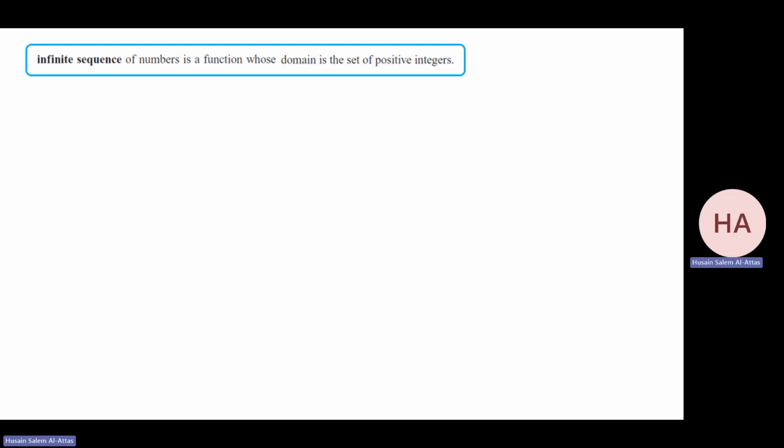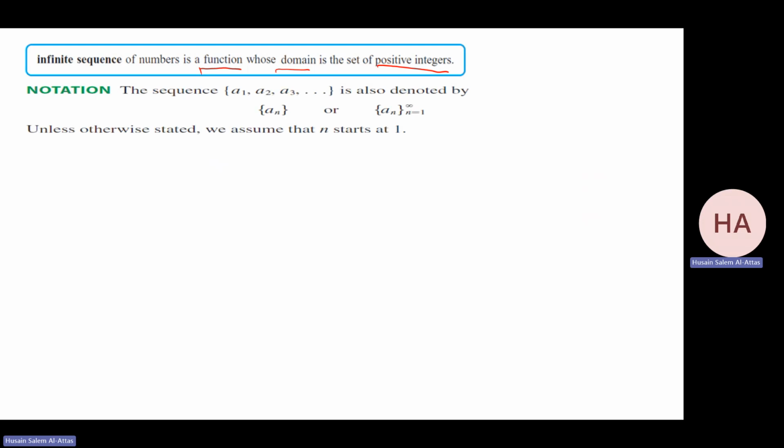What do you mean by a sequence or infinite sequence? It is a function, but the domain of that function is the set of positive integers or non-negative integers. That's what we call a sequence. So you have a sequence, a1, a2, a3, a sequence of numbers. Usually we write it this way, or this way, to say it's going from 1 to infinity. Assume that n starts at 1, sometimes it starts at 0.